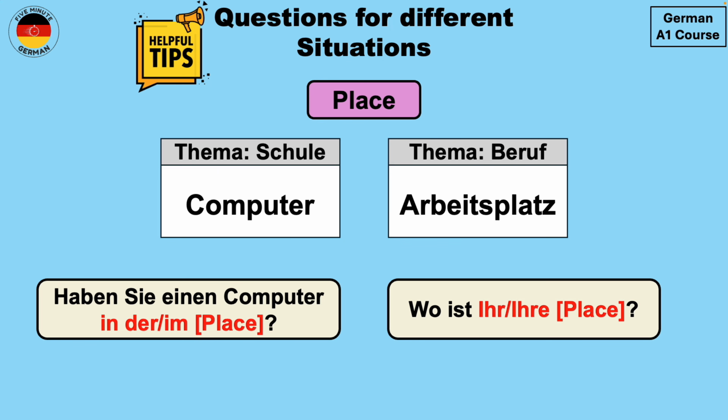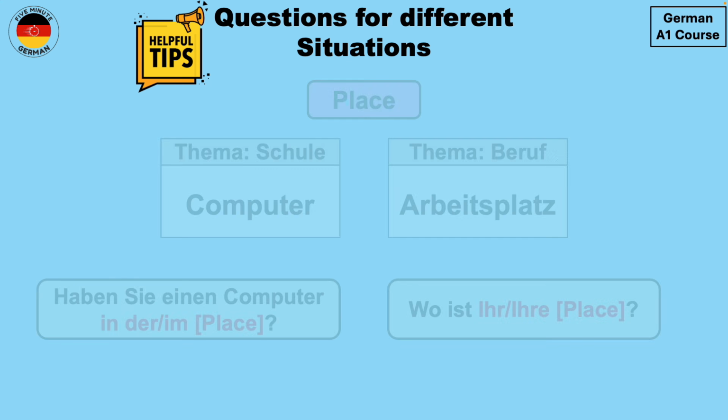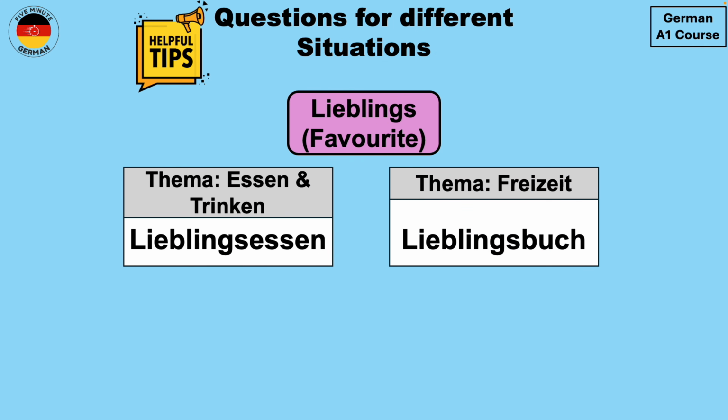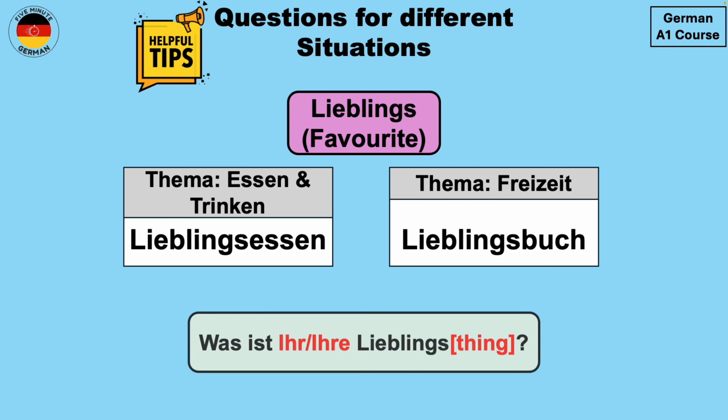Now the last important topic is that if you see the word Lieblings, which means favorite, on the card, for example, Lieblingsessen or Lieblingsbuch, which means favorite food or favorite book, then you can make the question as, was ist Ihr Lieblings and then Buch, or was ist Ihr Lieblingsessen? So in this way, you can use these questions for different words, and these will also help you to make questions quickly and you won't have to think a lot in the exam.